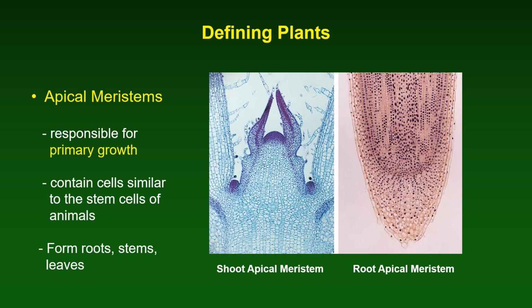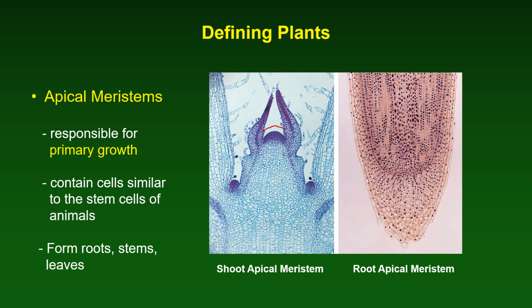We'll start with apical meristems. Apical meristems are responsible for primary growth. That's the lengthening of the plant. So think of a tree. The tree gets taller because of shoot apical meristems, and the roots get longer and deeper because of root apical meristems. So in the first figure there, what we're seeing is a cross-section of a plant under a microscope.